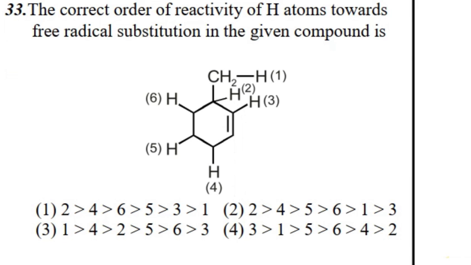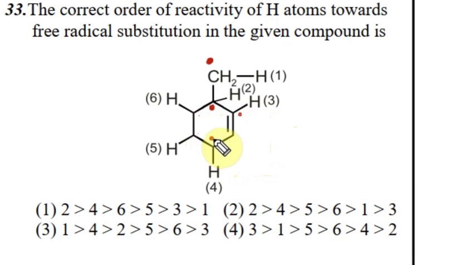33. The order of reactivity of hydrogen atoms towards free radical substitution. Free radical substitution means that if the hydrogen goes away, a radical will come. I will get this radical if this hydrogen goes away, this radical if this hydrogen goes away, and this radical, this radical. When you look at it, the two carbons next to the double bond are alpha, allylic. It's in resonance: lone electron, single bond, double bond. So 2 and 4 are really good.